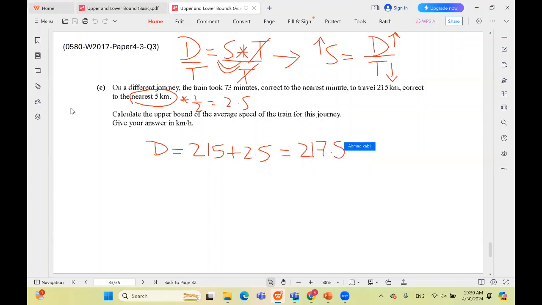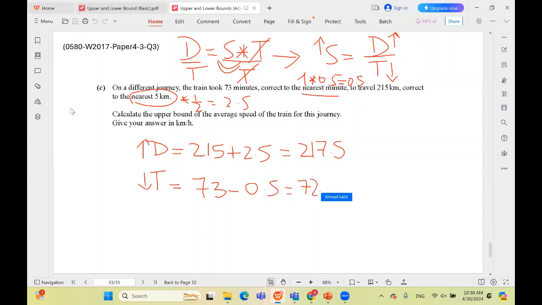For the time, we have the lower bound. The time itself is 73 minutes, and this is correct to the nearest minute. So 1 minute times half gives us half. So we're adding or subtracting half. Here we are subtracting to get the lower bound. So this is 72.5. Now we plug into the equation.